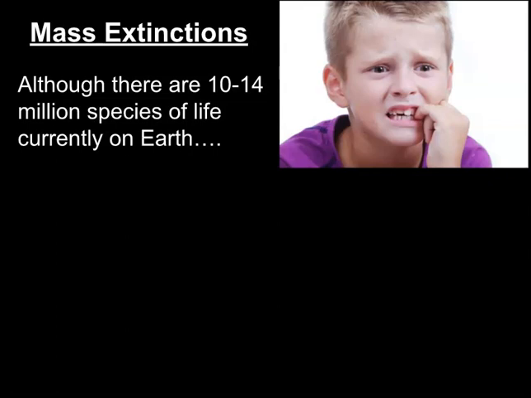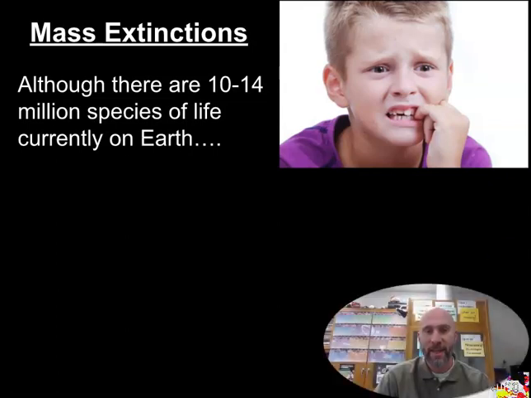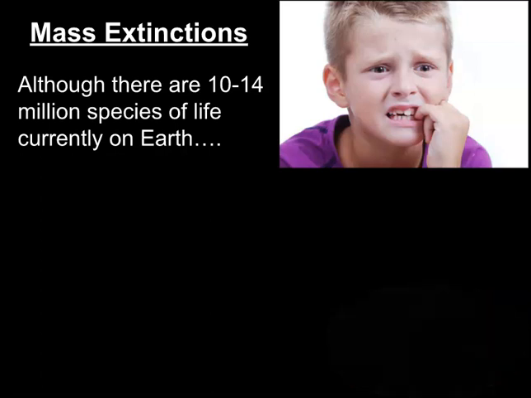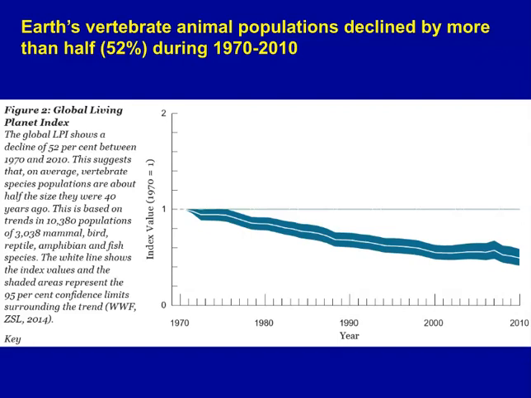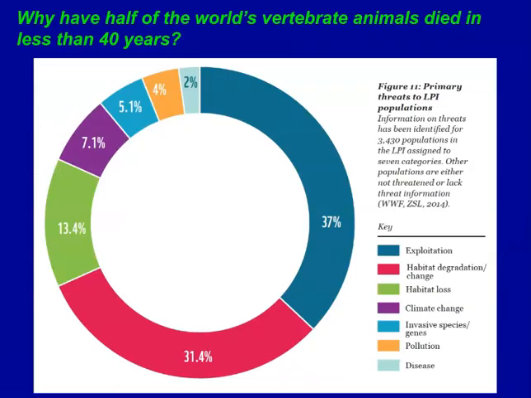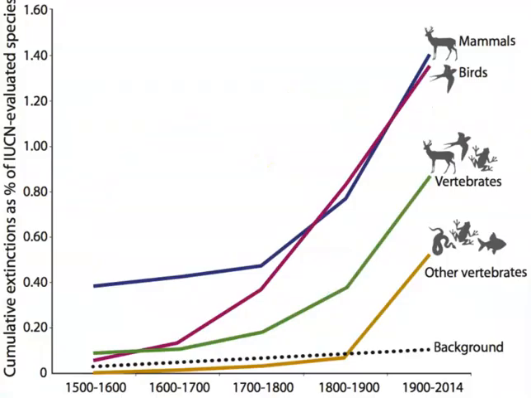Okay, all right. So now, important idea here is that think about this. Although there are 10 to 14 million different species currently on Earth, okay, 99% of all species that have ever lived on the planet have gone extinct. Okay, so extinction is a very normal process on Earth, and we see since the 70s we're actually having a population decline right now within species and vertebrate animals. And part of that is, again, because of habitat degradation and exploitation and pollution and all these things.